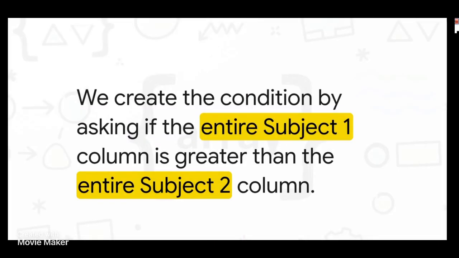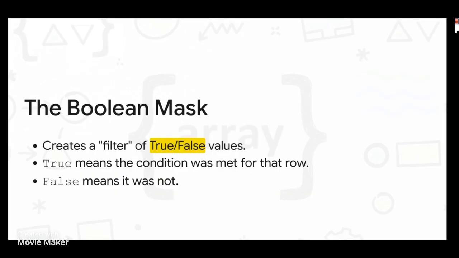See, now we're not just selecting data, we're comparing it. The way we pull this off is by building the condition first. It looks just like this. We're literally asking Python, for every single row, is the value in the Subject 1 column greater than the value in the Subject 2 column? And what Python gives you back is super cool. It's a list of true or false answers for every row. We call this a Boolean mask.